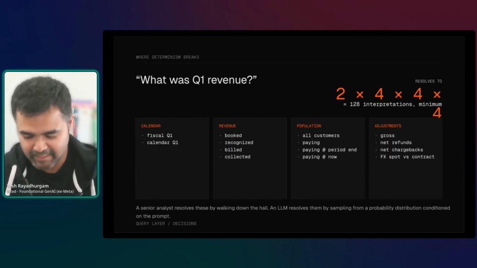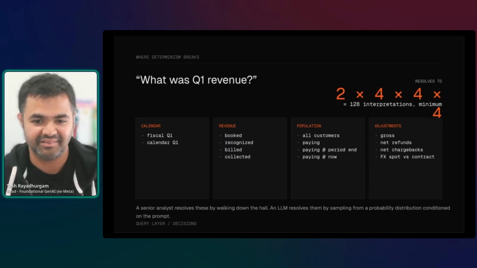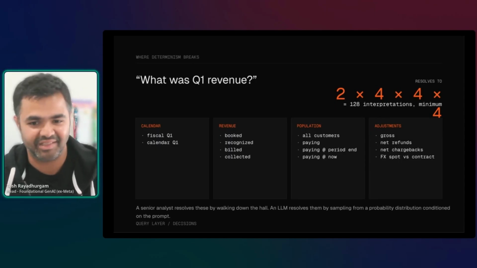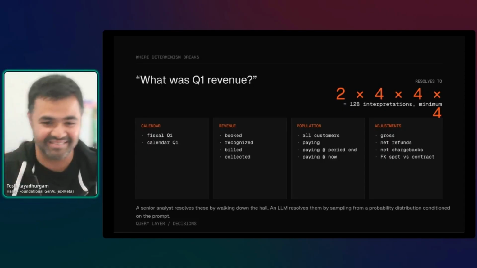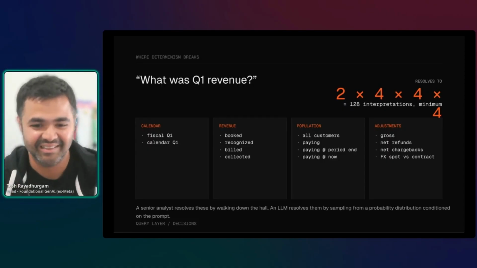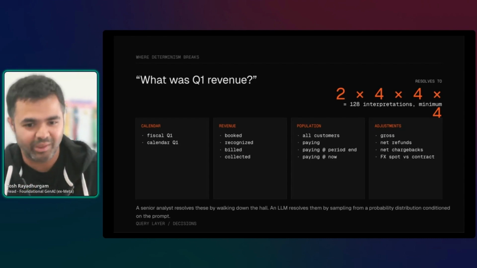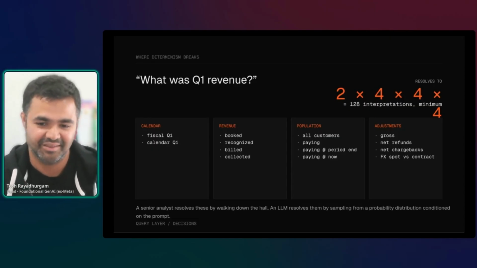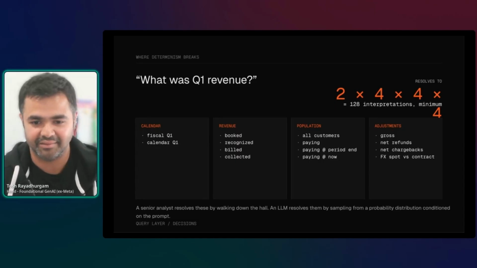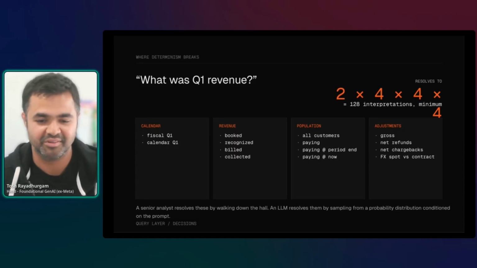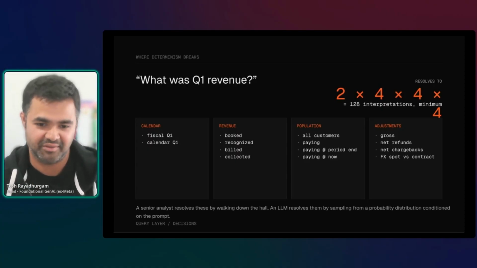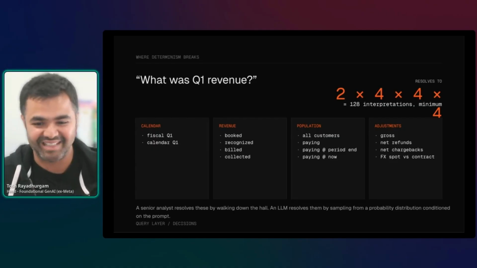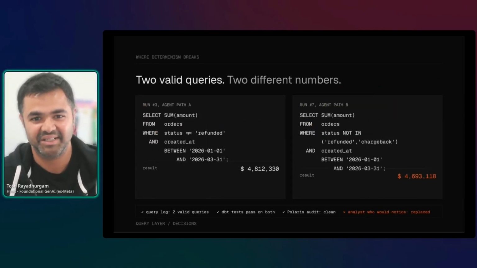The way a senior analyst would handle it is they would Slack a finance person, and the finance person has a sheet, and they're going to give you exactly how they computed it, and then you're going to use that to write a query, and that's how you get your answer. Pretty deterministic, right? Now the way an LLM handles it is you sample it from a distribution that's conditioned on whatever happens to be in that prompt at that moment, right? So that's exactly what's happening. It's actually a sample, right?